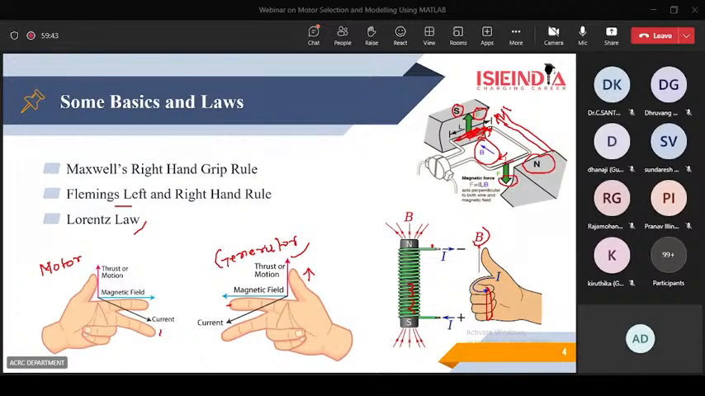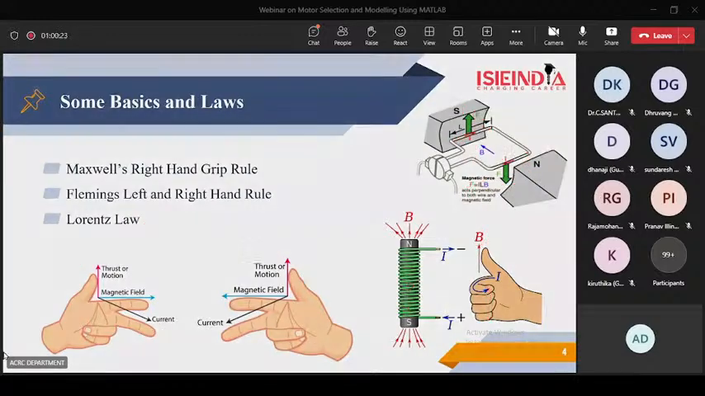So what will be the magnitude? F is equal to BIL, where B is the magnetic field intensity, L is the length, taking only the length that is within the magnetic field lines, and I is the magnitude of the current flowing in the conductor. So the product of the magnetic field, the current and the length will be the force. These are the basic laws we see in the Lorentz force, and in the working of the motor.